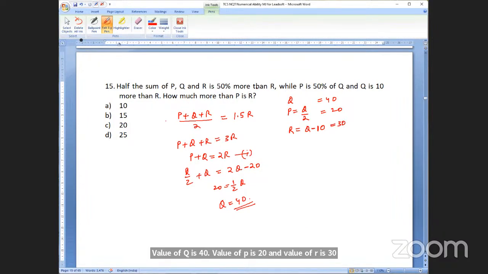How much more than P is R? R is 10 more than P. Option A is the pick.